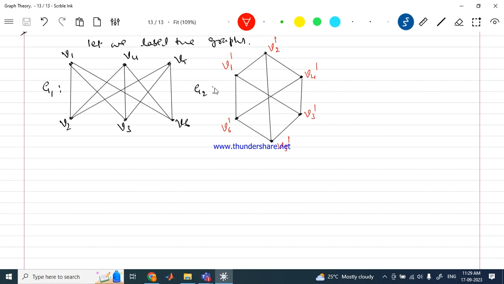You should not label the second graph arbitrarily. Please be careful with this. Don't label the second graph arbitrarily. When you are labeling the graph, you should take care of what? Vertex adjacency. And if you are using primes here like this, then even that makes things simple for us when we are defining the function. Now let us define.